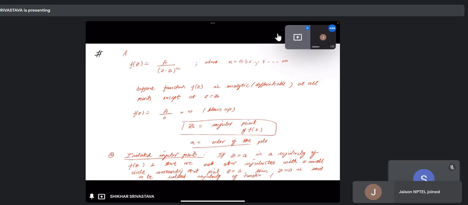For example, you have a function f of z equal to 1 upon (z minus 1)(z minus 3). In that case, you could say that it has isolated singularities at z equal to 1 and z equal to 3, because you can always take a very small circle close to 1, and there are no other singularities which exist close to 1. In this way, this is called an isolated singularity.